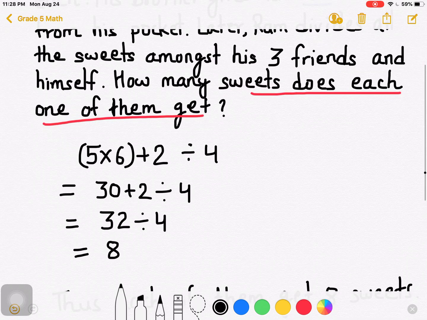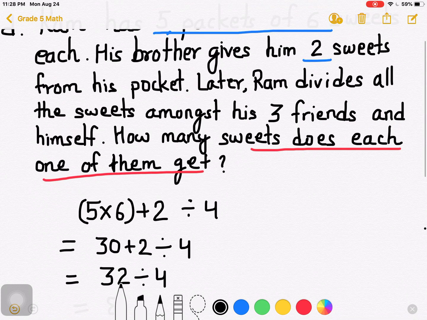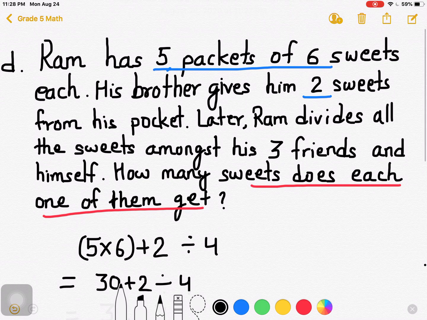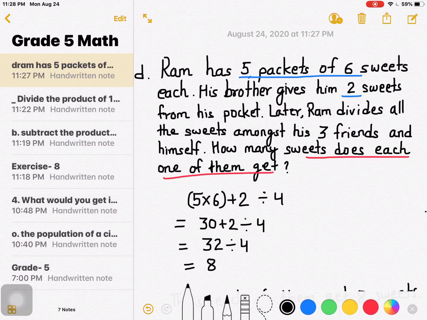Okay, this is the problem number D. Now let us go to problem number E.